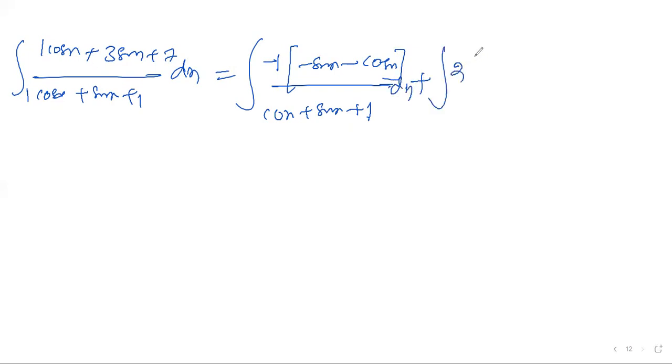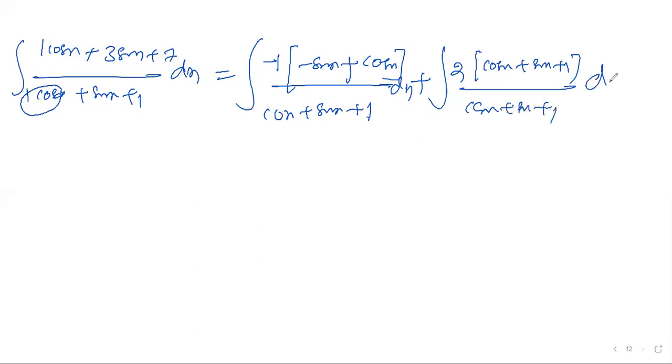2. The derivative of cos x means what? Minus sin x. Okay, sin x means cos x, right? Very good. Okay, next 2 into, as it is, cos x plus sin x plus 1 by the same denominator cos x plus sin x plus 1 dx, plus the c value, how much? C, 5. So integration 5 by cos x plus sin x plus 1.